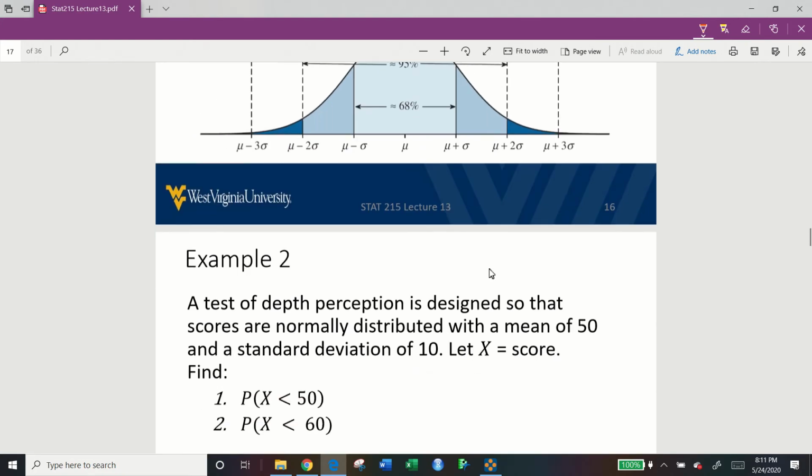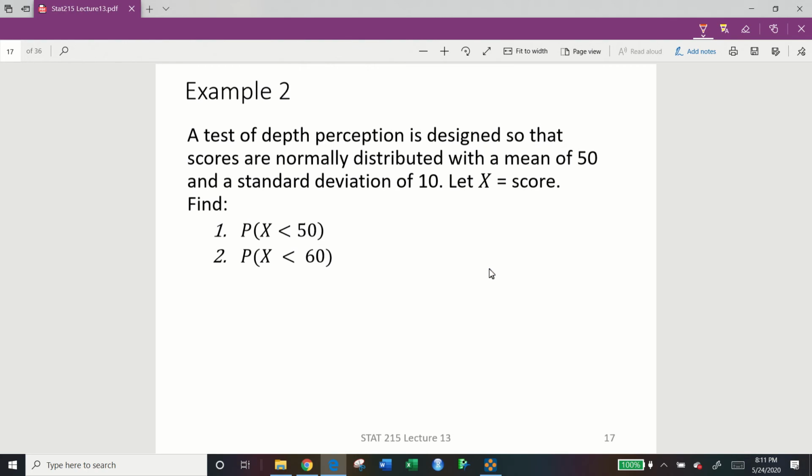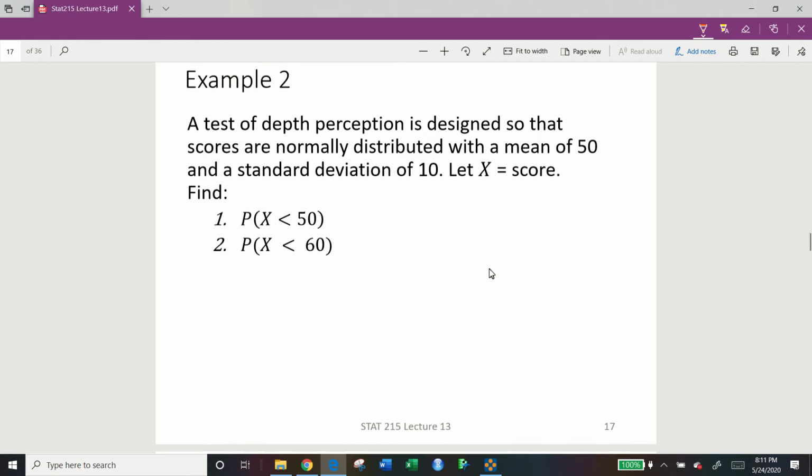So at this point, let's take a look at an example to test what we know so far and to get some practice. So let's say a test of depth perception is designed so that the scores are normally distributed with a mean of 50 and a standard deviation of 10. Let x equal score. So first we would like to find the probability of x being less than 50, and 2, we would like to find the probability of x being less than 60.